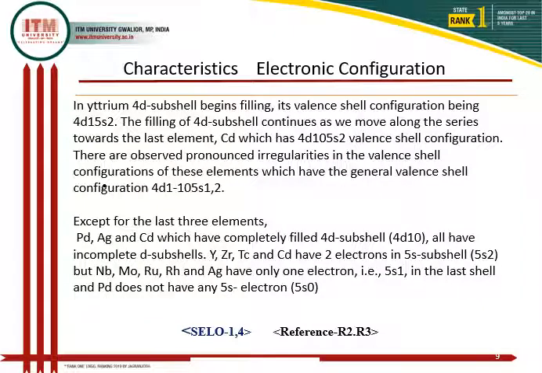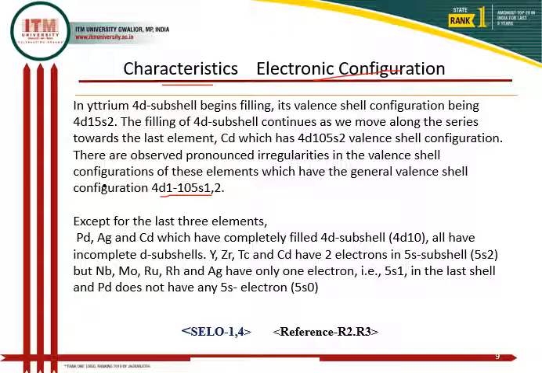And now we start the characteristics. We see the second transition element series, that is, the electronic configuration. If we see the general electronic configuration of the 4d series, it starts from yttrium, that is 4d1, and goes to the last element, that is cadmium. So 4d fills from 1 to 10 and 5s 1 to 2. That is the general electronic configuration.